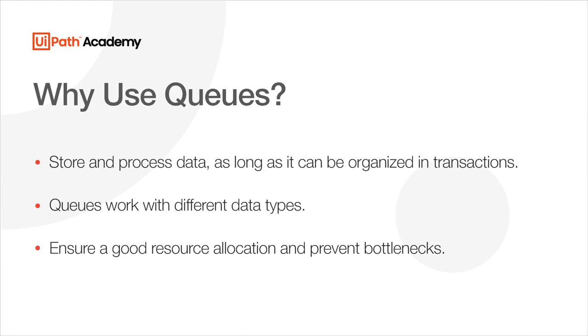Queues are extremely important for large-scale automation projects. They allow the storage and processing of basically unlimited amounts of data. The only condition is for the data to be organized in transactions. Queues offer a lot of flexibility by accommodating different data types, and they're a perfect fit for cases in which data is taken from different channels, standardized, and used as an input for other applications like SAP, ERP, or CRM. Let's see them in action.